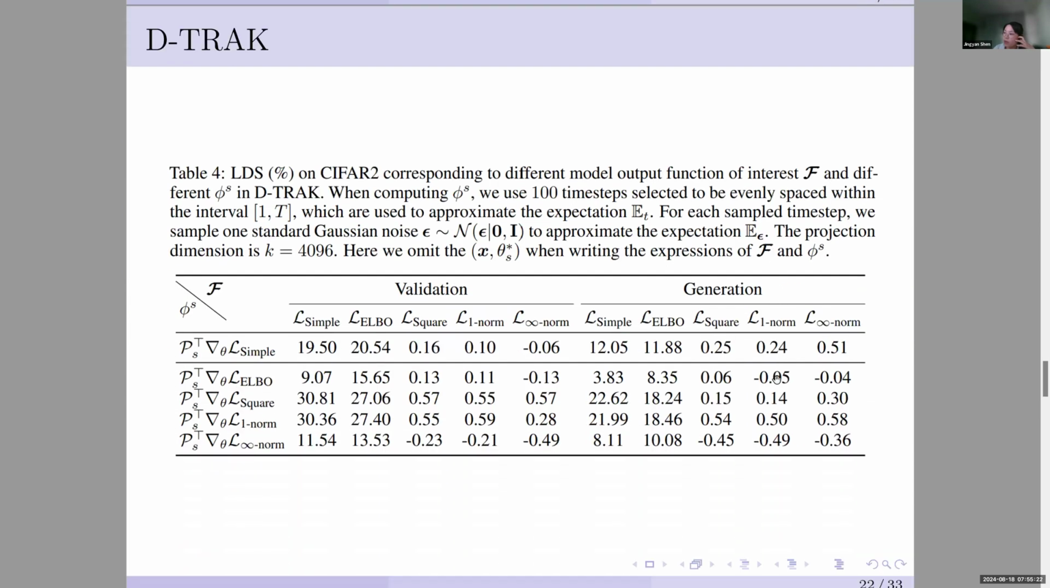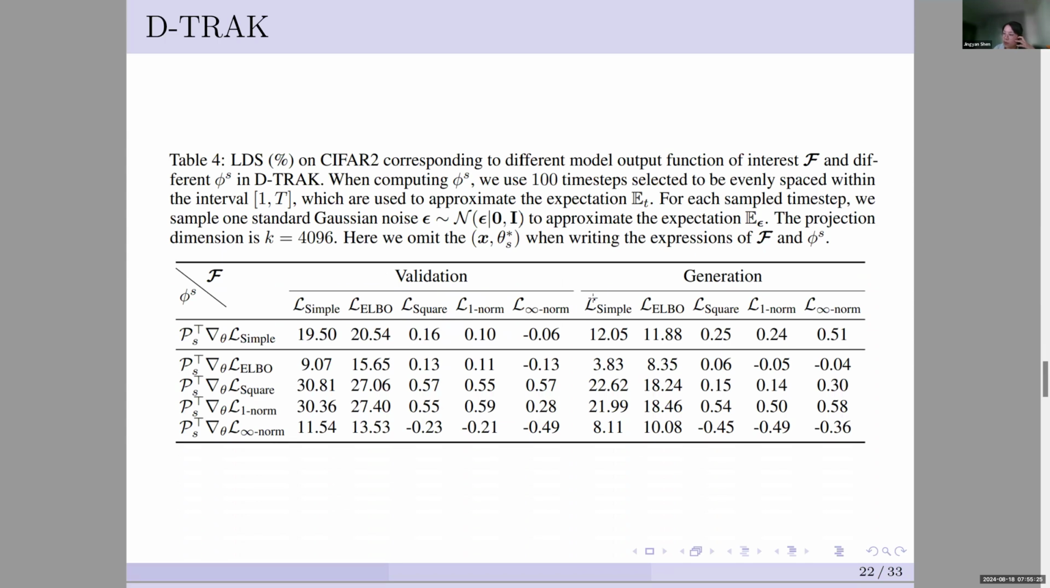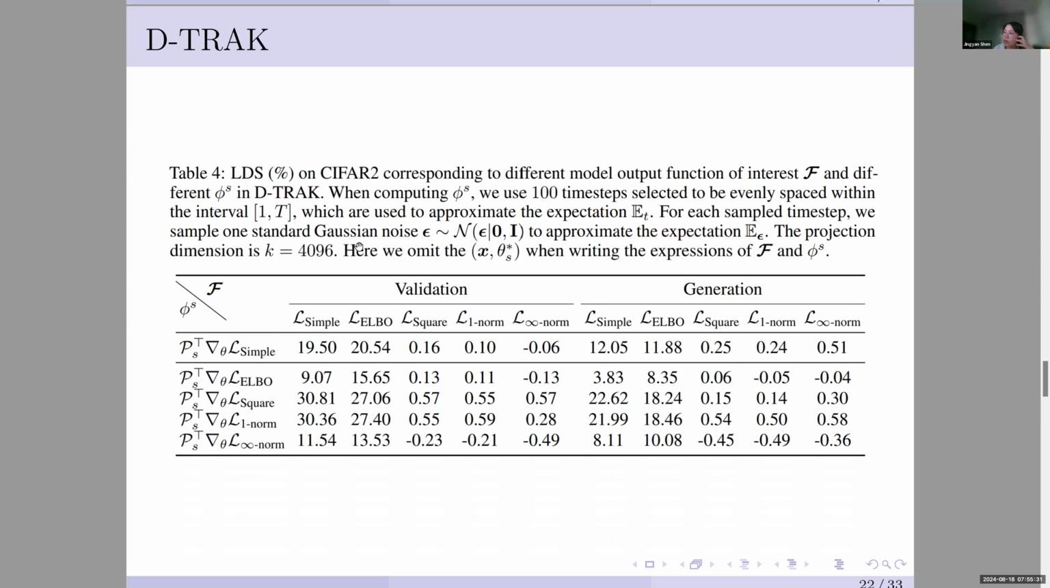And then they also do a more thorough comparison regarding different methods. So in this table, they first use different loss functions as the model output function to calculate the linear data modeling score. And then they use different loss functions to calculate the check data attribution score. And they find that if we change the model output function in the linear data modeling score to the norm-based loss function, actually the evaluation will fail.